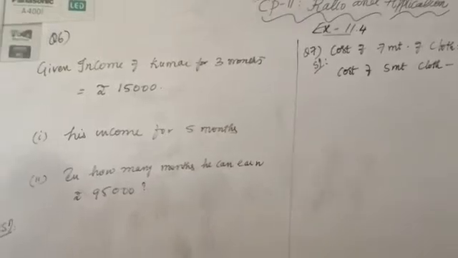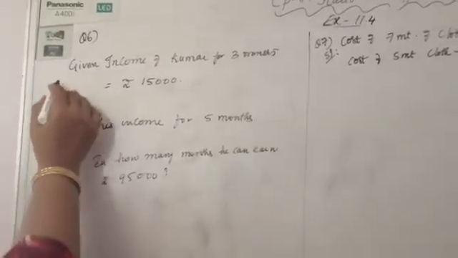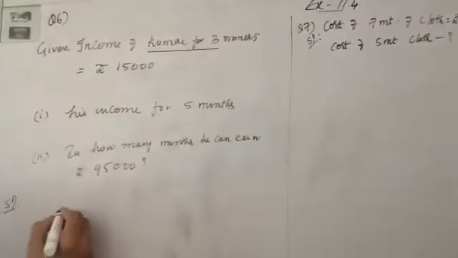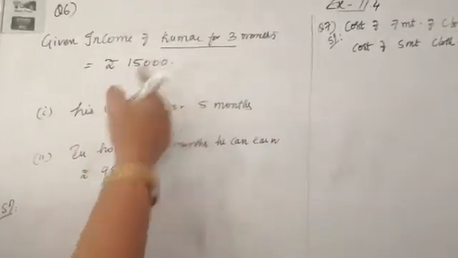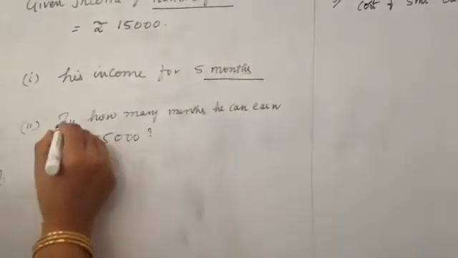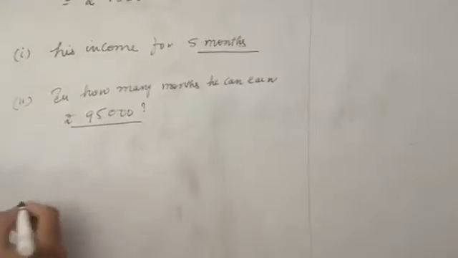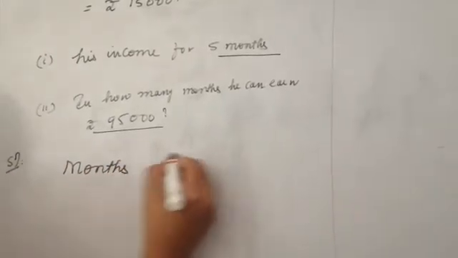See the question number 6, children. I have not written the question, only the thing. Question read out. The given income of the Kumar for 3 months. What is that given, children? Income of the Kumar for 3 months, 15,000. And the first question is asking his income for 5 months. How many months he will take to earn 95,000? So here it's dealing about months and earning.